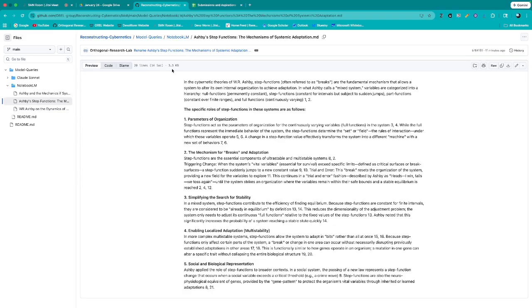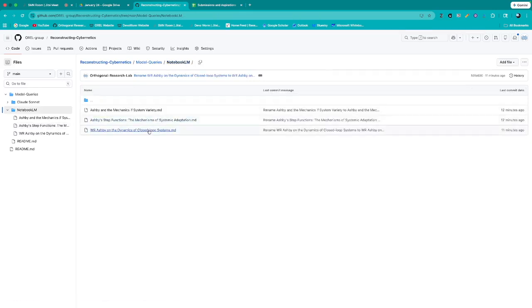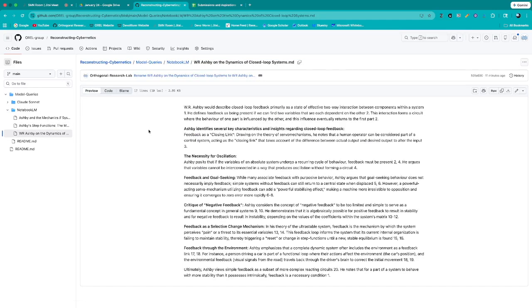So we have this sort of summary of systemic adaptation and thinking about Ashby's views on adaptation, which I think was sort of the original prompt for this. And then finally, we have a prompt on the dynamics of closed-loop systems. So this is where I actually asked it about Ashby's views on closed-loop systems, just that specific thing. And so then, this kind of gives detail on Ashby's views on this first-order closed-loop feedback that we often think about as sort of a central kernel of cybernetic regulation.